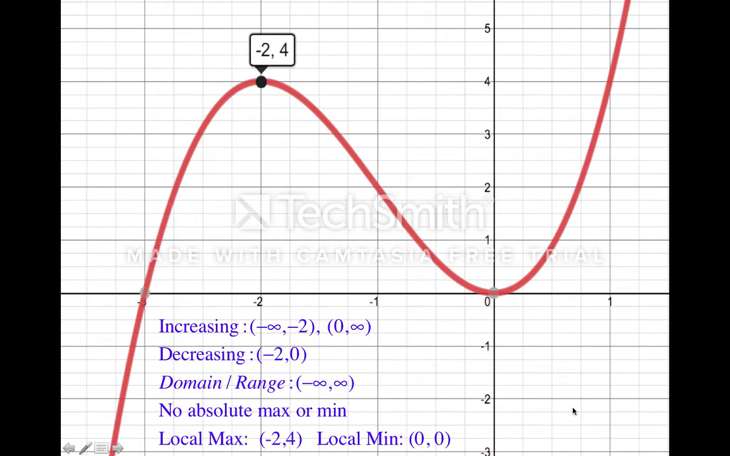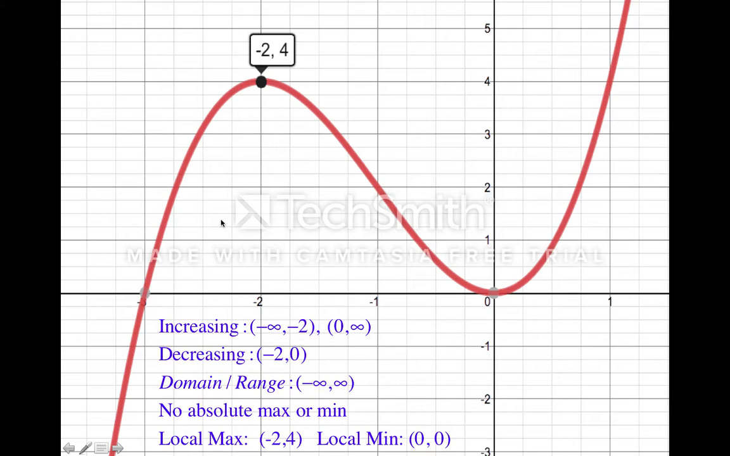This video is annotated. I want you to focus on notation. Intervals of increasing and decreasing are expressed in terms of x values. The domain is x values, the range is y values. Things like local max and local min are coordinate pairs, x, y.